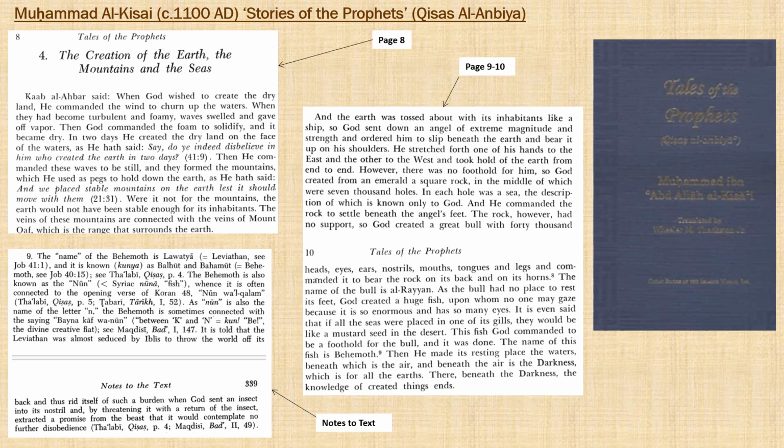For example, Muhammad al-Kisai, who wrote a classical book on stories of the Prophet. An English translation of the book is shown here. It also concurs about the fish creation myth. For example, on page 8, it describes how Allah creates mountains called Qaf to give the earth stability. And on pages 9 to 10, Allah creates the bull and the fish with the angel propping the earth up. Feel free to pause the video to read the pages.